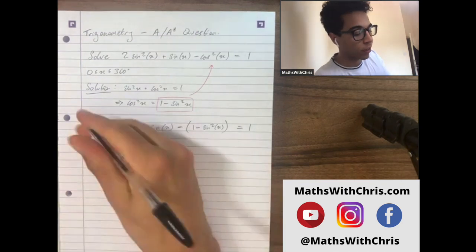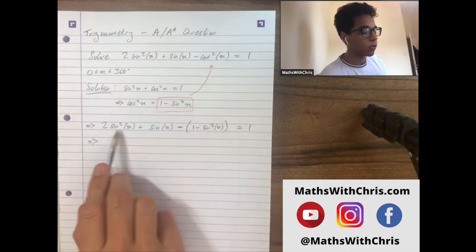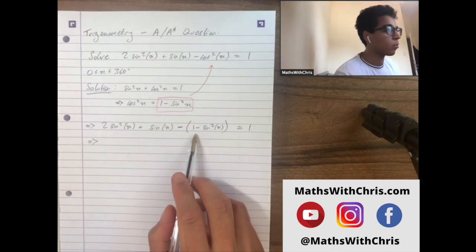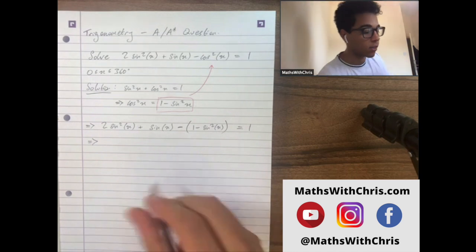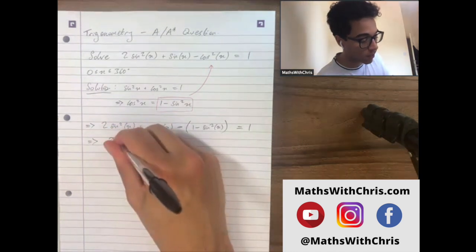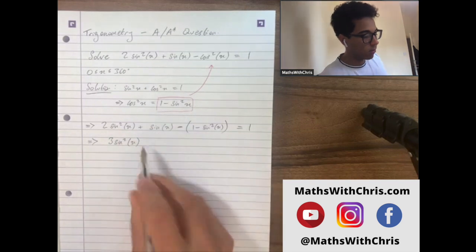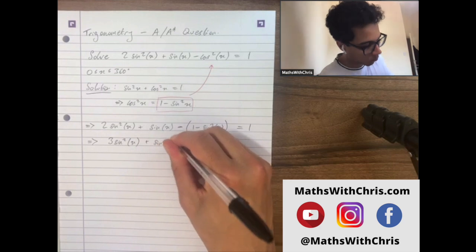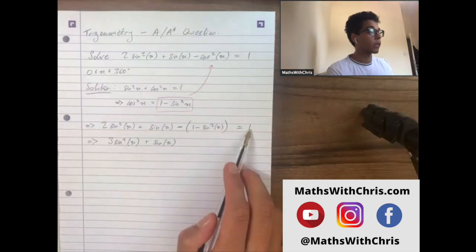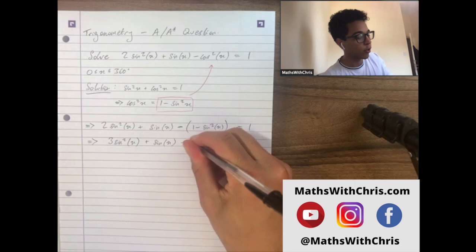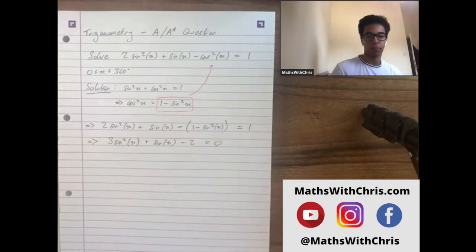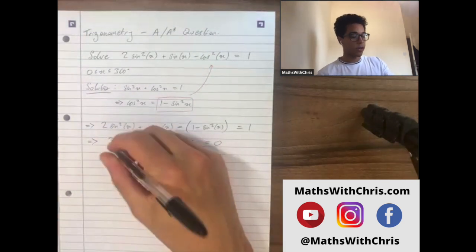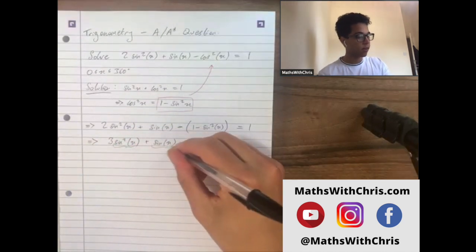So why is that helpful? Let's rearrange. Let's simplify. So 2 sine squared of x minus a negative, so a double negative makes a positive. So that's going to be plus another one. So it's going to be 3 sine squared of x plus sine of x. And we've got minus 1 here, and we can subtract this one onto the other side as well to get minus 2 equals 0. So this now is starting to look like a traditional quadratic equation. The only difference is we've got sine squared, we've got sine.